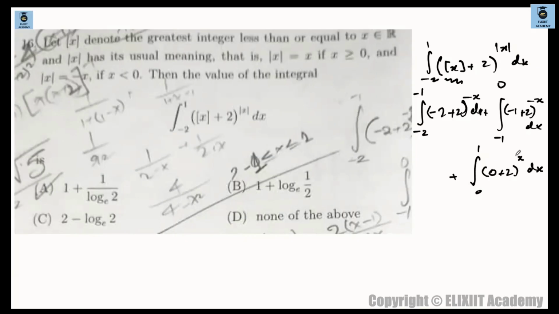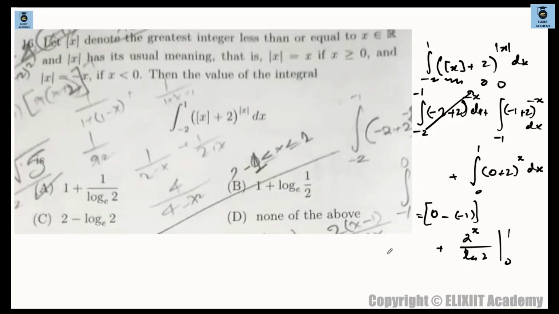Next, we just solve this. The first integral is straight away 0, since -2 + 2 is 0. Next we evaluate this integral. How much is 2 - 1? It's just 1, and 1 raised to the power of -x is the same as 1 only. So this is the integral of 1 dx, which is x, and plugging in the limits from -1 to 0 gives 0 - (-1). Then plus the integral of 2^x, which is 2^x divided by ln2, with the range from 0 to 1.